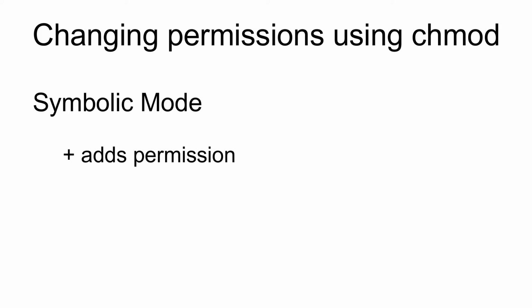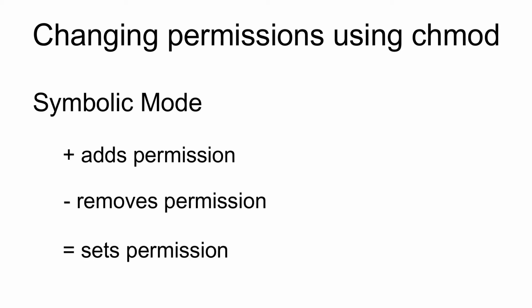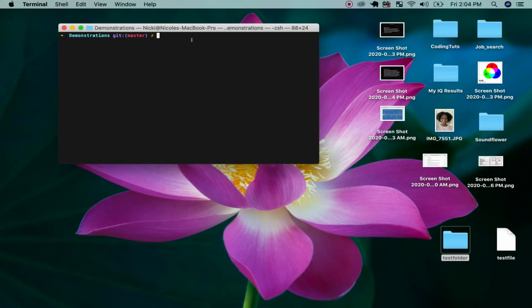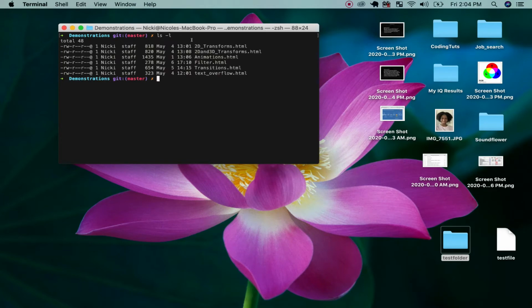To change permissions using symbolic mode, you can either use the plus, which adds permission, the dash, which removes the permission, or you can use the equal sign, which sets the permission. So what I'm going to do here is pick one of the files listed in demonstrations. I'm going to change the permission on filter. I'm going to change the user permission. I'm going to add the execute permission in user.